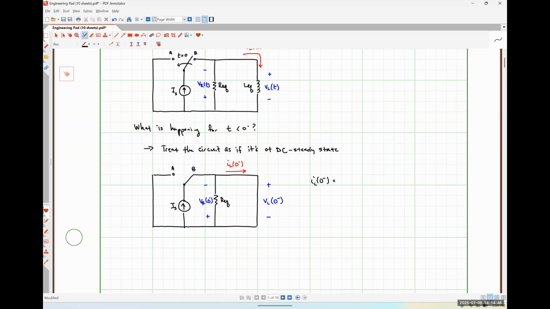Does it not just equal IS? It absolutely just equals IS. Thank you for that, William.